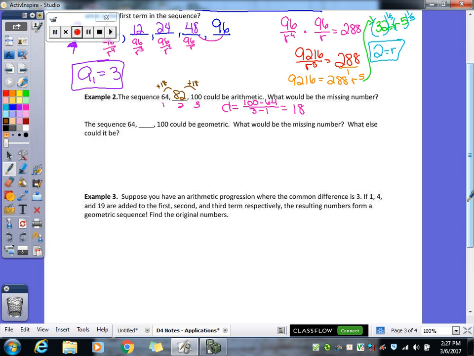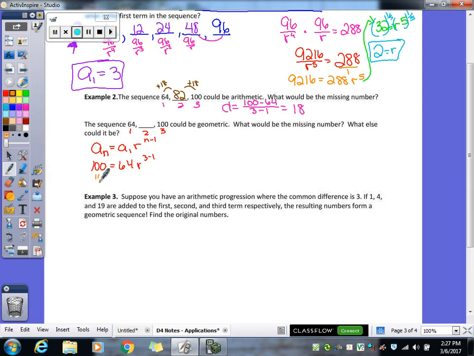So next, we have the sequence 64, blank, and 100, could be geometric. So they want to know what would be the missing number. What else could it be? So let's see here. Again, we have our first, second, and third term. So I'm going to plug it into my geometric formula to get my r value. So this would be 100 equals 64 times r to the 3 minus 1.